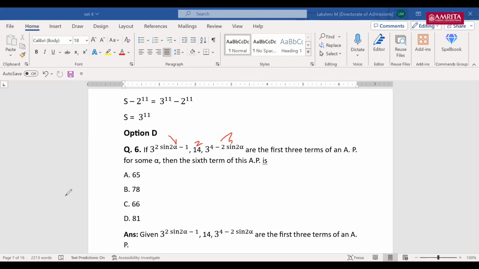And please do note that in the question, they have not given me alpha. So you need to find what the first term is. If you find the first term, then you can get the common difference. It's an AP, so you can get the 6th term easily. You could just apply the formula and get the 6th term easily. So just start doing this.